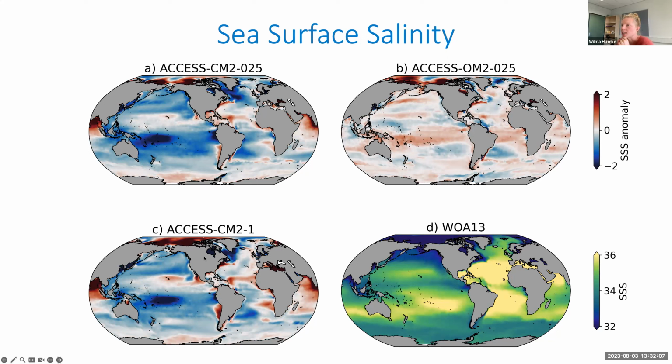And yeah, kind of the same issues with, for example, this fresh bias in the Pacific equatorial region here on the eastern part, which is connected to El Nino. Yeah, so these patterns, they stay the same.